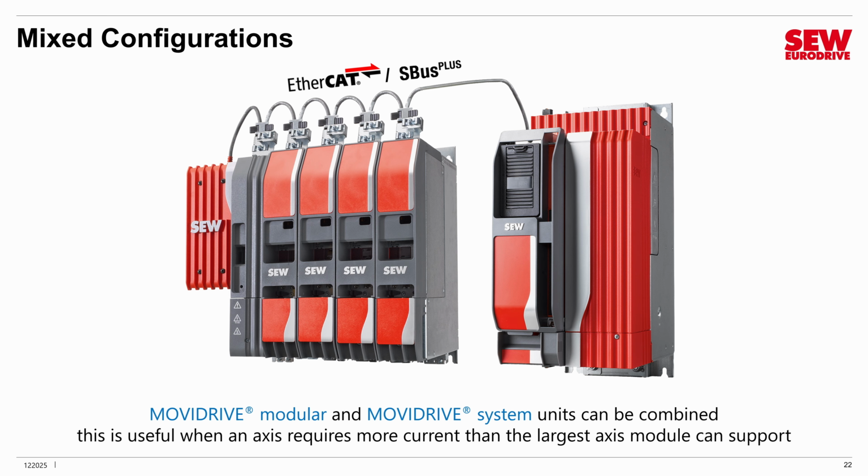This is a handy thing that you can do with MOVIDRIVE Modular. Let's say you have an application with a lot of medium and small motors that it handles fine, but you've got one great big motor that's too big for the largest access module to handle. What can you do? Well, it's simple. Get yourself a MOVIDRIVE system, connect its SBus Plus up to the SBus Plus of your MOVIDRIVE Modular, and the MOVIDRIVE system becomes essentially a very big access module. This is a way of expanding the system so it can handle one large access if you need it.